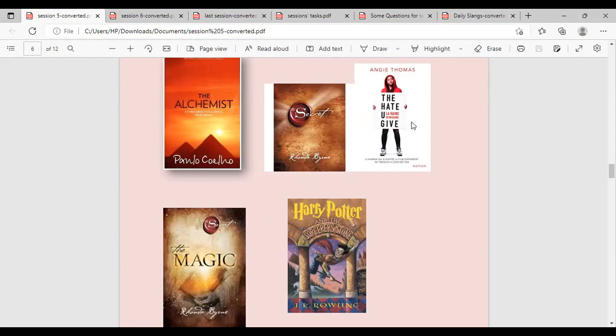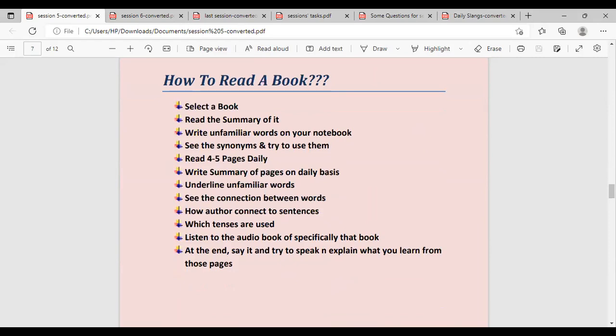Next one is The Hate You Give. It's a little bit lengthy book, and it's for advanced level speakers. It's not for beginner and intermediate level speakers. So I would suggest you select out of these 4 books. And this one, Harry Potter, has a lot of parts. You can also watch the movie along with reading this book. So select those books for which you can find easy, convenient material on YouTube. Because if you select a complicated book, you will not be able to get the material. Got it?